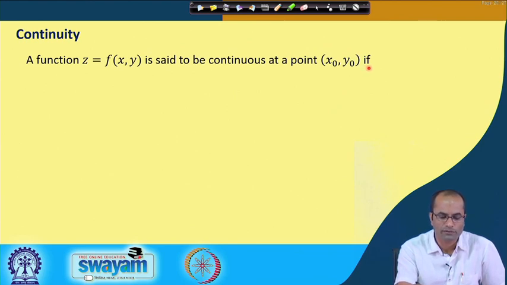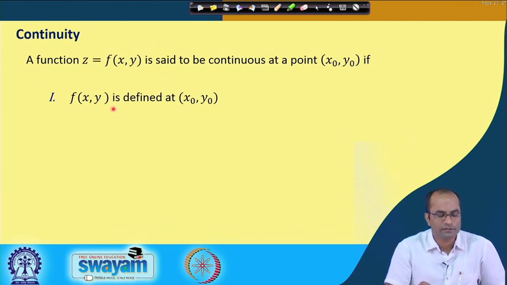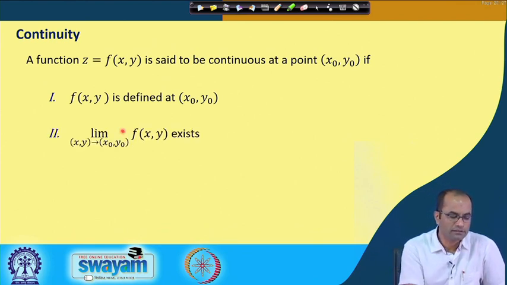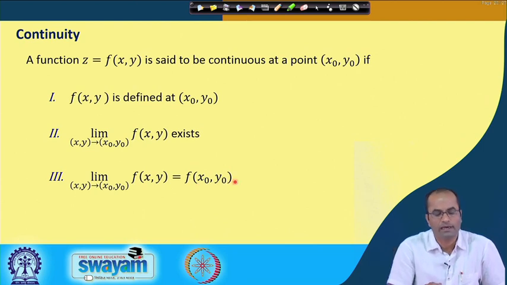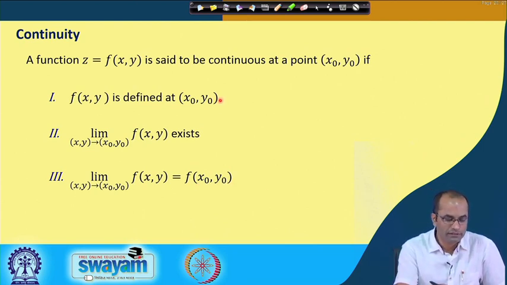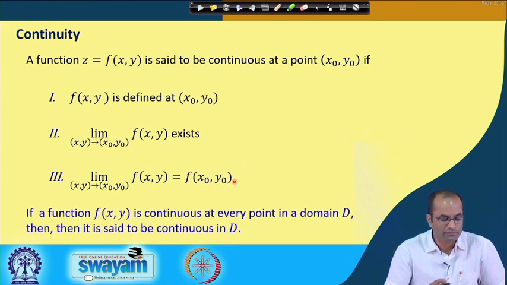A function z equals f(x, y) is said to be continuous at a point (x0, y0) if, first, f(x, y) is defined at (x0, y0). Second, the limit of f(x, y) as (x, y) goes to (x0, y0) exists, and third, this limit is equal to the function value at that point. If all these three conditions are met, so the function is defined, the limit exists, and the limit is equal to the functional value at (x0, y0), then we call the function continuous at the point (x0, y0).